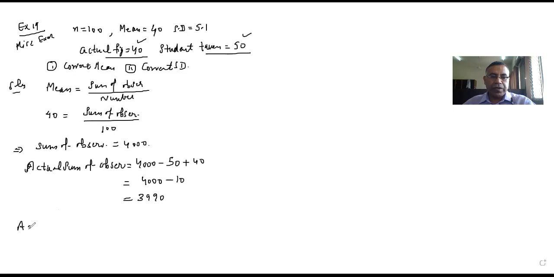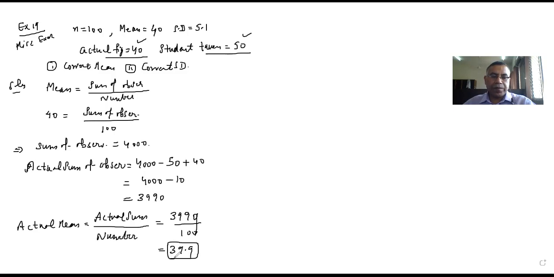Okay. So the actual mean is the actual sum divided by number, which implies the actual mean is 39.9. This is the correct mean. So first part is over. Just note it down. Then we'll move to the second part.